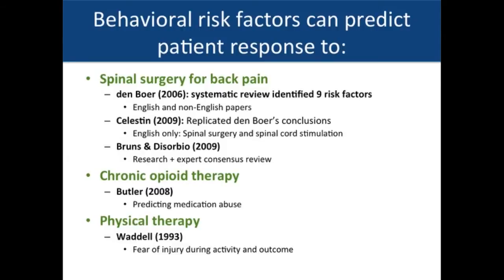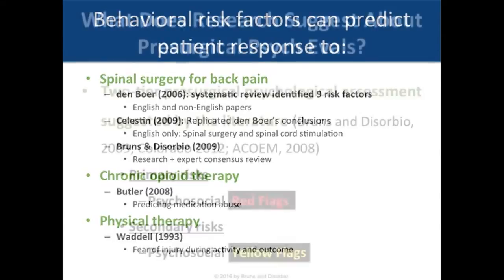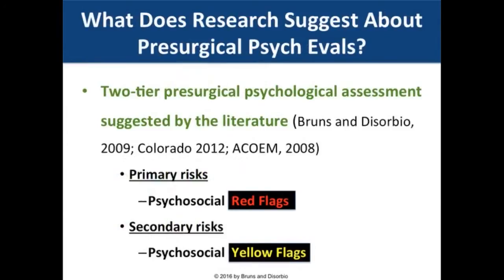So, when you're performing behavioral assessments of medical patients, what do you look at? When we reviewed treatment guidelines and expert consensus generally, the consensus seemed to be that there are 2 types of risk factors to look at. First of all, there are what are called primary risk factors, which you can think of as the psychosocial red flags, and there are also secondary risk factors, which would be the yellow flags.